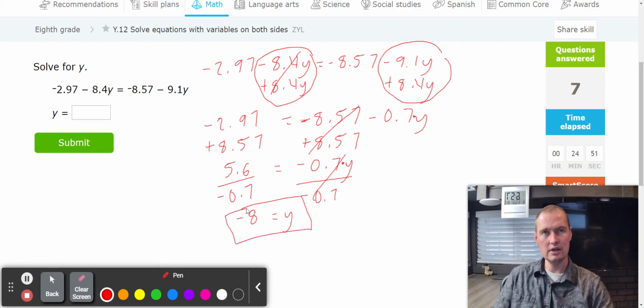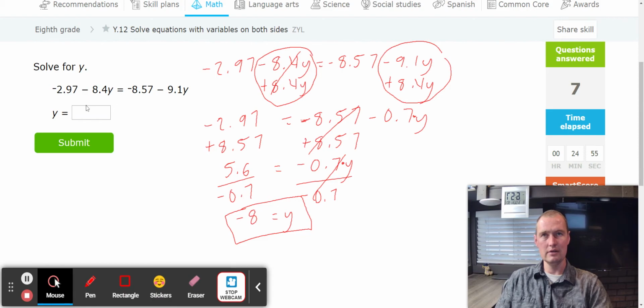So again, use a calculator on the decimal problems. It helps out a lot. Just makes it a lot easier. Because division, this is like crazy division right here. It makes it quite a bit harder. Y is equal to what? Negative 8.